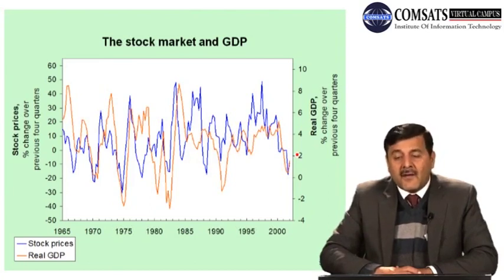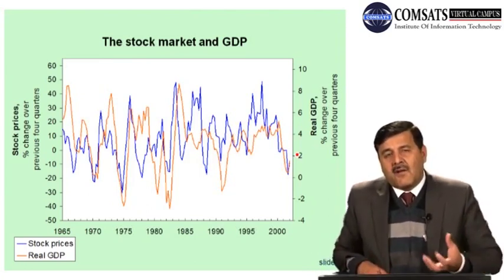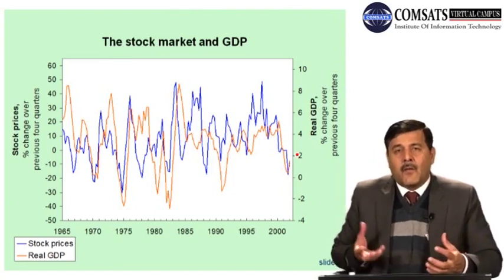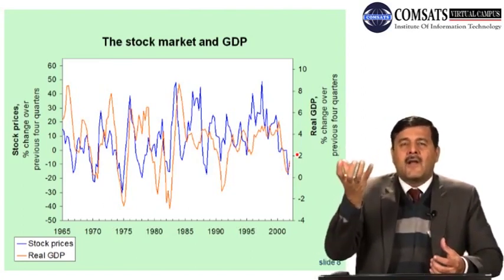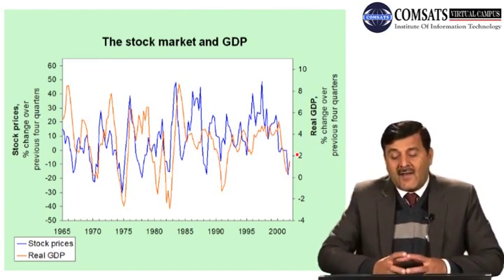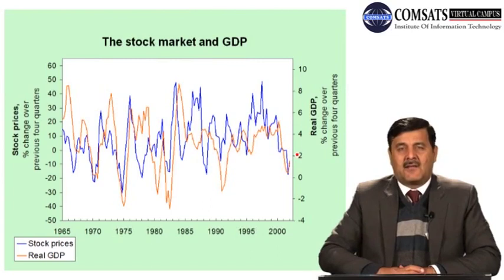But in most of the years, if you see, when there is a rise in stock market value due to a rise in the prices of stocks, GDP is also rising, right? Gross domestic product also rises. So we can say that there is a positive relationship between the stock market and gross domestic product in different countries or in different economies.